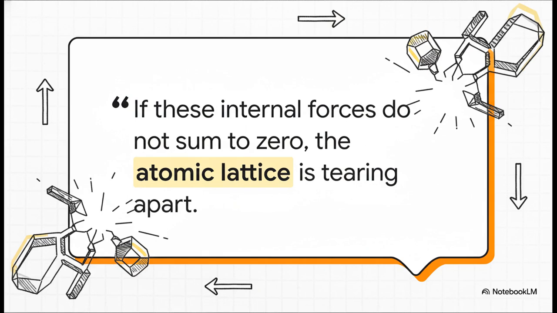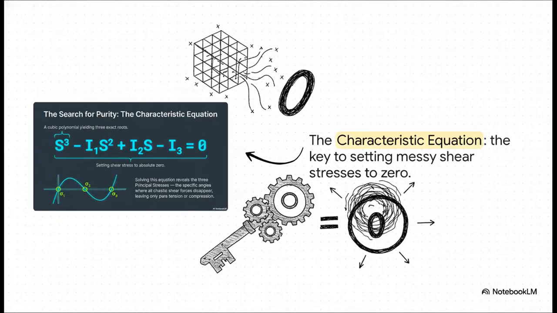And believe me, the stakes couldn't be higher. This is not just a math game we're playing. This quote here really gets to the heart of it. For a structure to be stable, everything has to be in perfect equilibrium. If these forces don't perfectly balance out and sum to zero, it means the material is failing at an atomic level. It is literally tearing itself apart. So, how do we find that pure orientation?